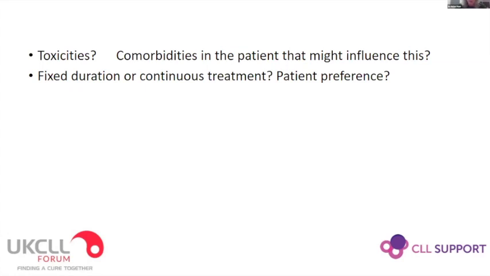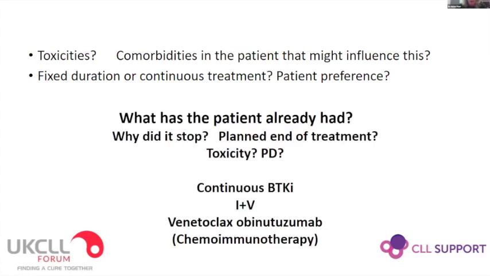But in the relapsed refractory setting, probably the most important first question is, what has the patient already had? Sitting here right now, the potential options that patients might be having in the treatment naive setting obviously include I plus V. So in the future, we might be looking at patients who've had I plus V as their first line treatment. They might have had a continuous BTK inhibitor as their frontline treatment.